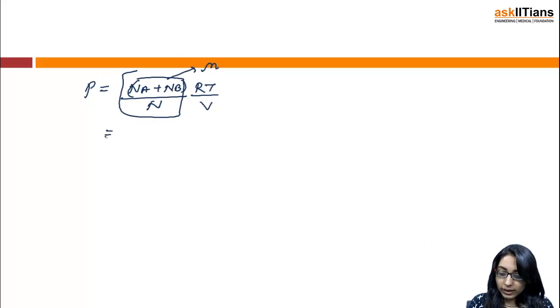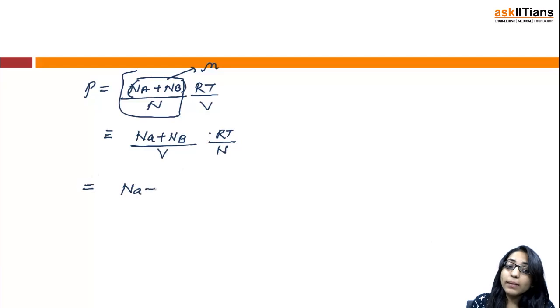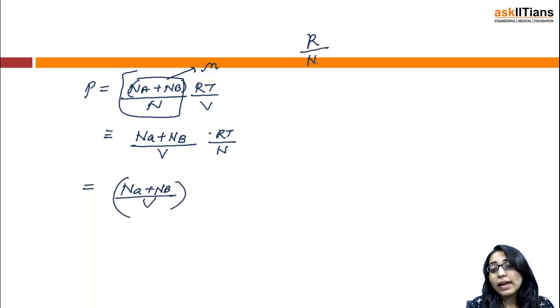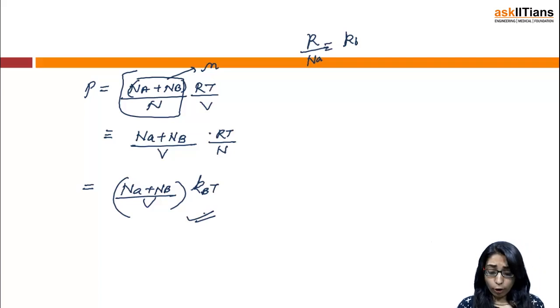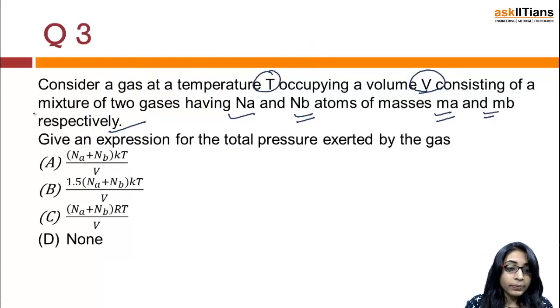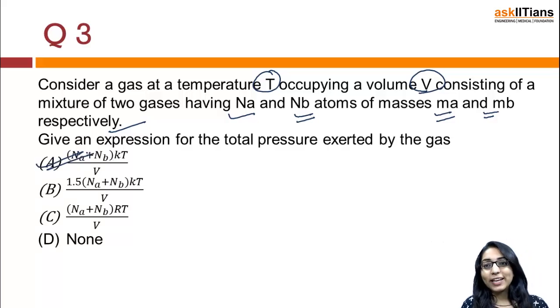Now I can relate it to be (Na plus Nb) divided by V into RT divided by N. So I can also write it as (Na plus Nb) by V. Now we know R by N is nothing but equal to Kb, which is the Boltzmann constant. So let me replace it as KbT. Let's see if there is any particular option given like this: (Na plus Nb) divided by V into KbT. So yes, option number A is the correct option for such a question.